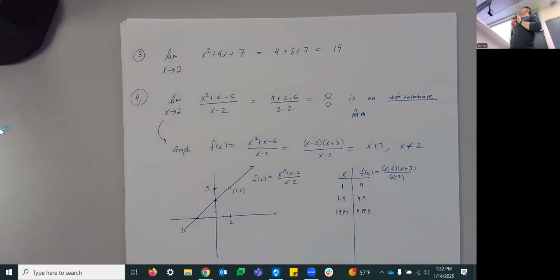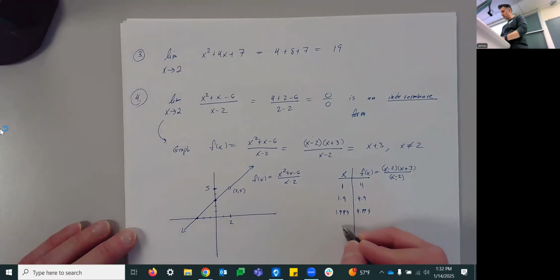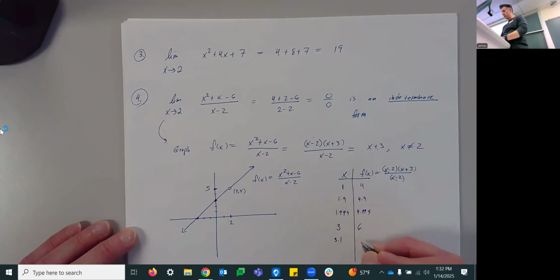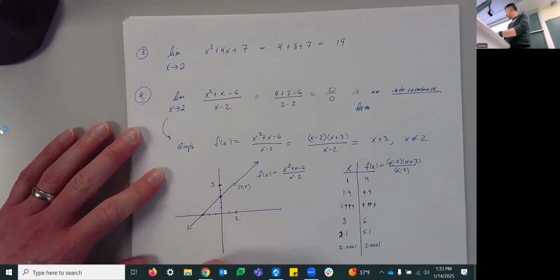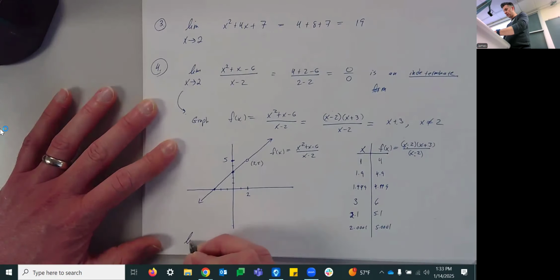They care what's happening immediately next to it. On the other side as well, right? If x was 3, my y value would be 6, or 2.1, we get 5.1, 2.0001, we get 5.0001. So it sure looks like the limit is going to be equal to 5. And it is. It's correct to say that the limit as x approaches 2 of x squared plus x minus 6 over x minus 2.